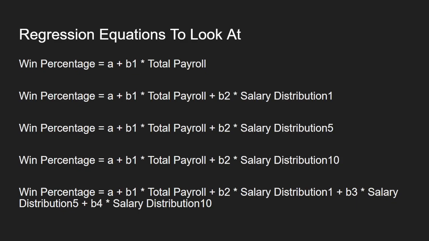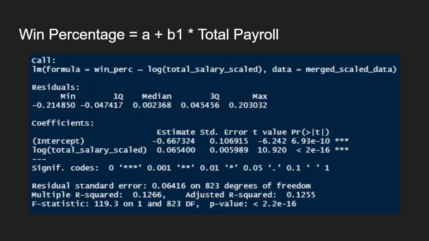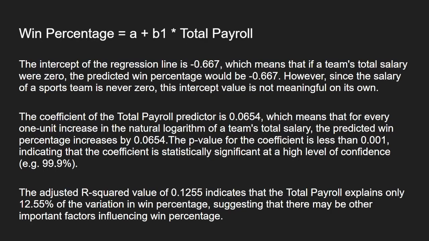So the regressions I chose to look at were the win percentage versus total payroll, and then adding in each of the salary distributions, and then one that just had them all. So the win percentage versus just payroll. The intercept of the regression was negative 0.667, which means that if a team's total salary were 0, the predicted win percentage would be negative 0.667. But obviously, the salary is never going to be 0, so this intercept value is not going to be meaningful to us, at least on its own.